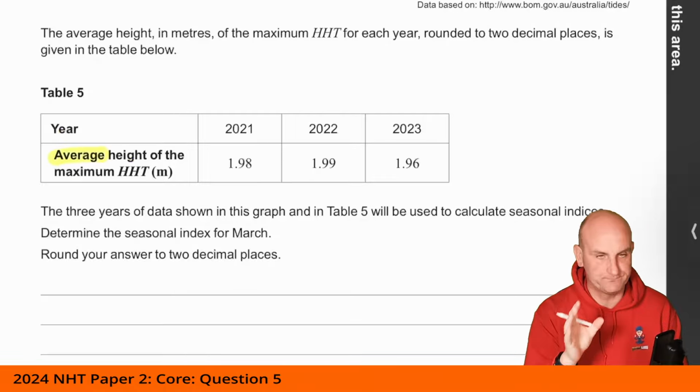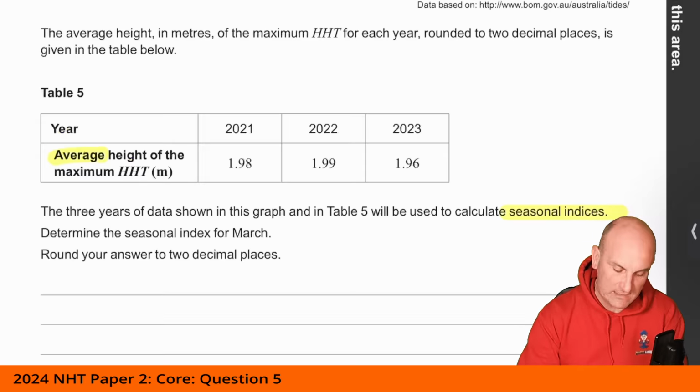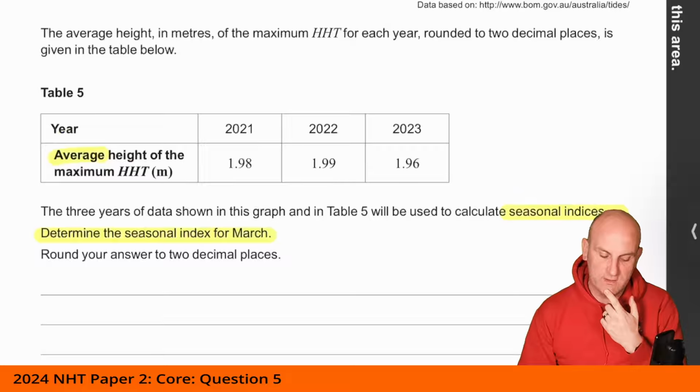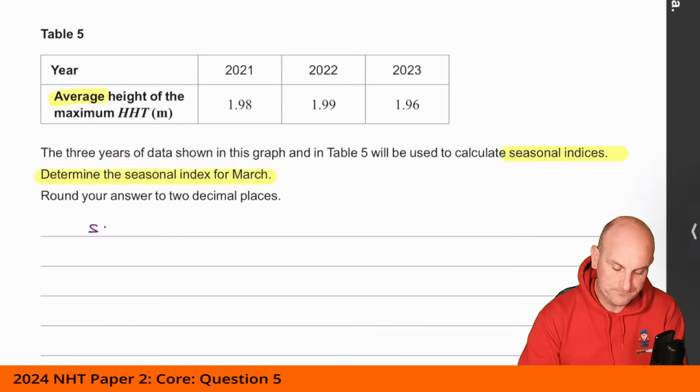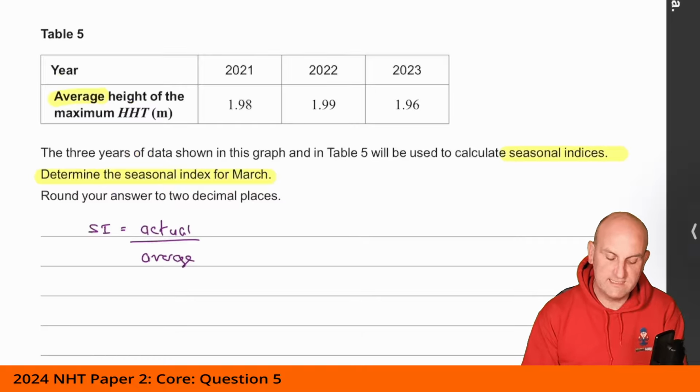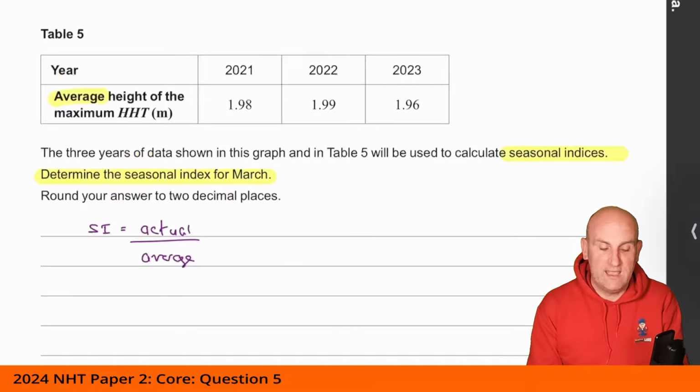Where do I see the word average? The 3 years of data shown in this graph and in table 5 will be used to calculate, there you go, seasonal indices. Determine the seasonal index for March, and round your answer to 2 decimal places. March? Well, as it turns out, what do we know? We know that the seasonal index is given by my actual divided by my average. So my seasonal index for March is going to be given by my actual value for March divided by my average across that year. Do we have all of that information?